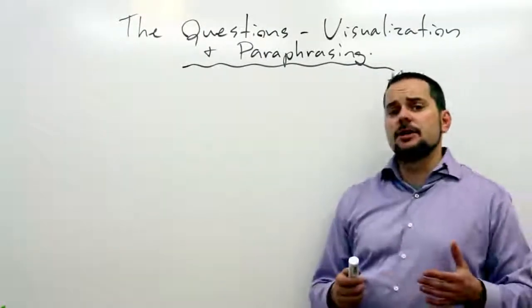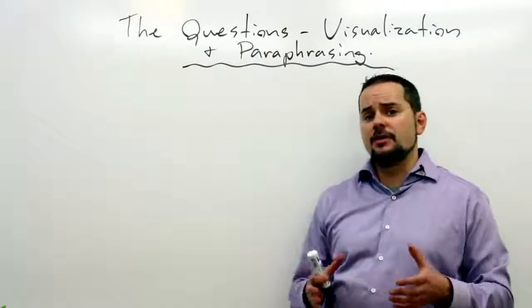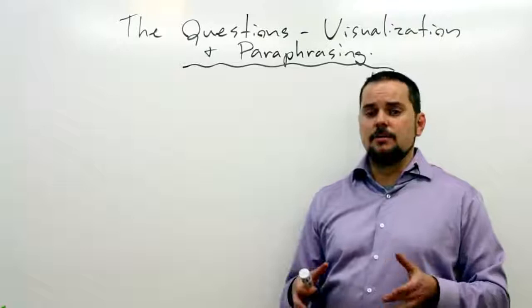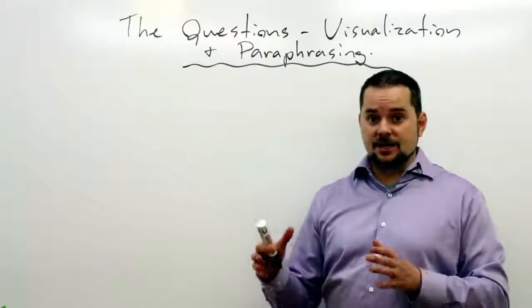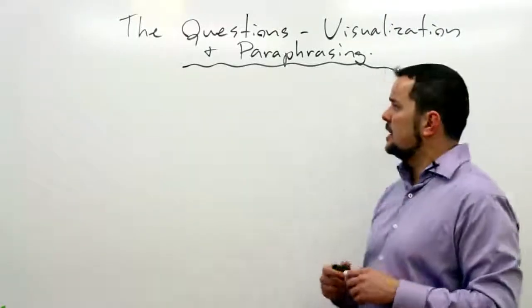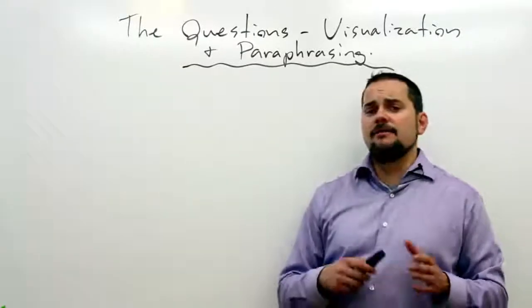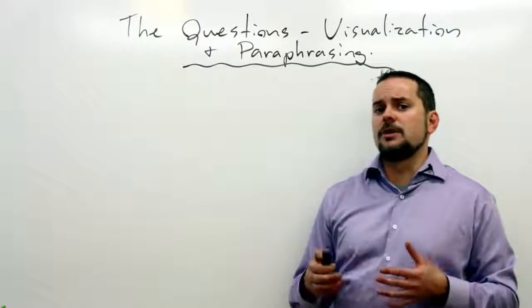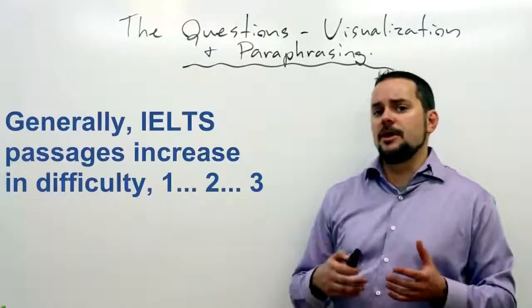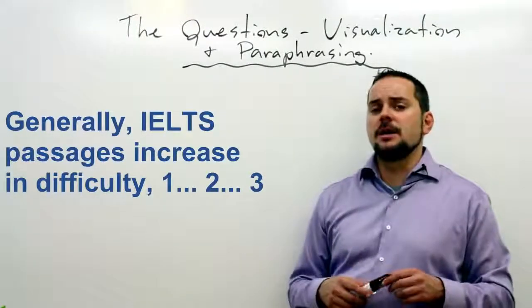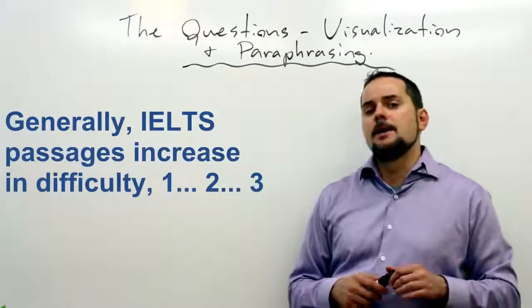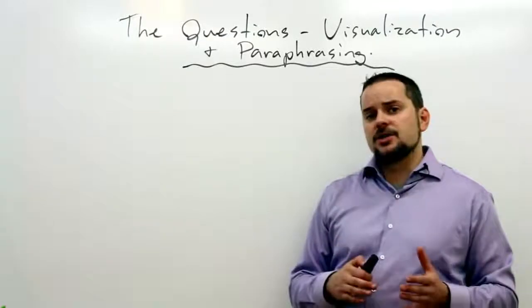In the reading section, passage 1, generally speaking, will be the easier passage, then passage 2 will be more difficult, and finally passage 3 will be the most difficult. Sometimes students say that they find the second or third passage easier. This is usually because they're more familiar with the topic from their own experience. But generally speaking, the passages do increase in difficulty. Now, this is also true for questions.